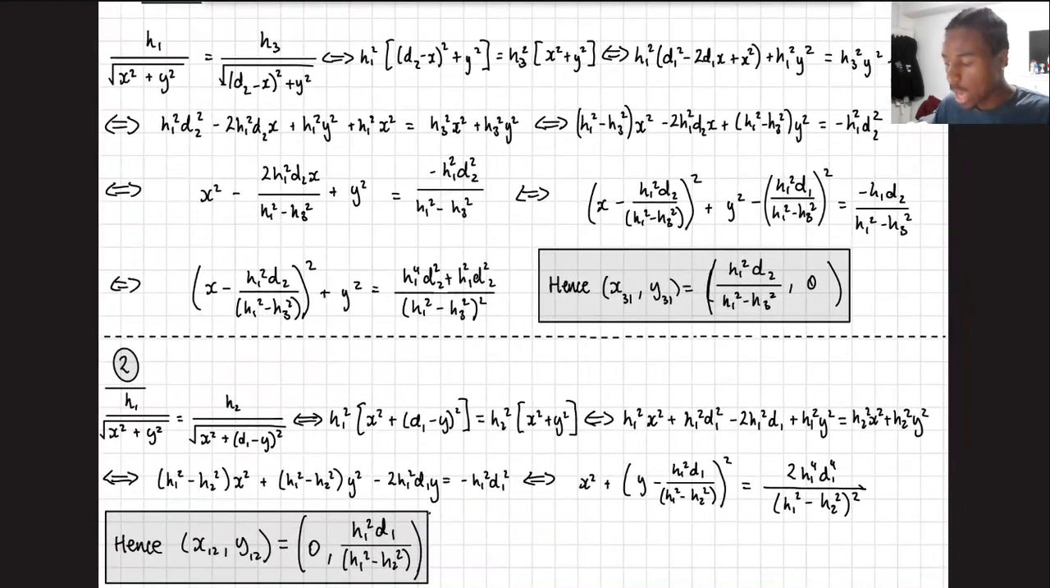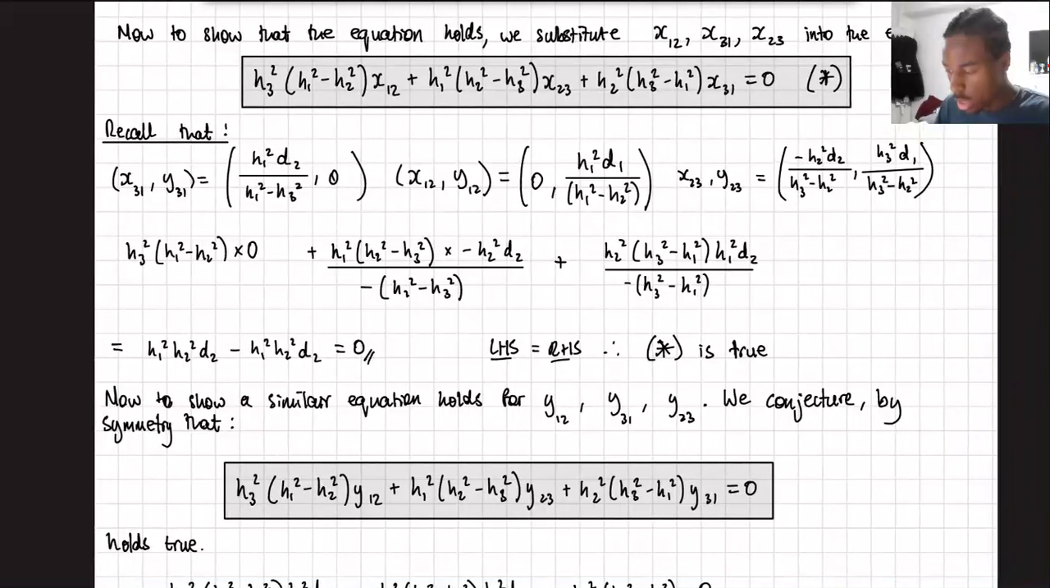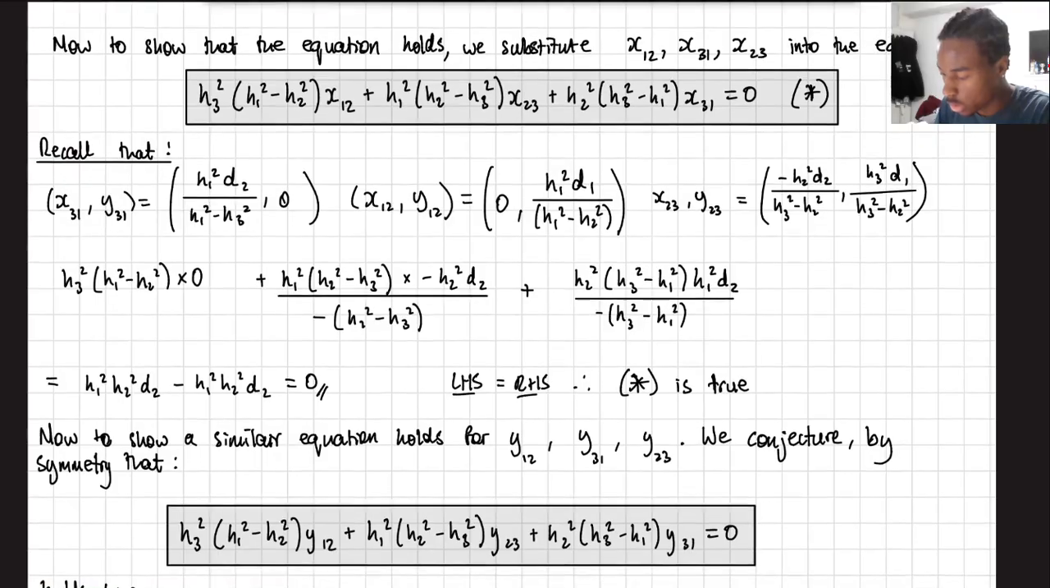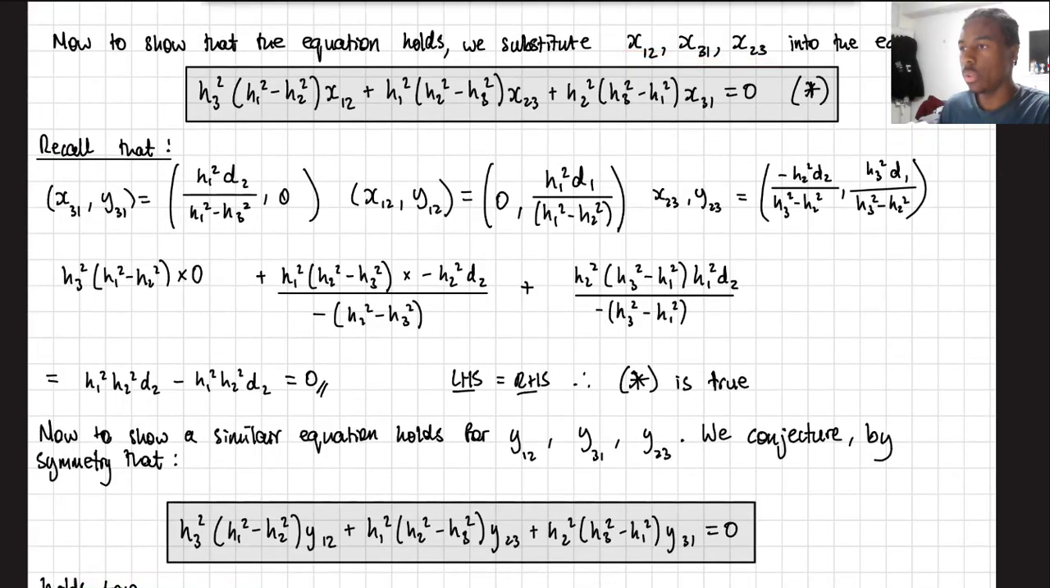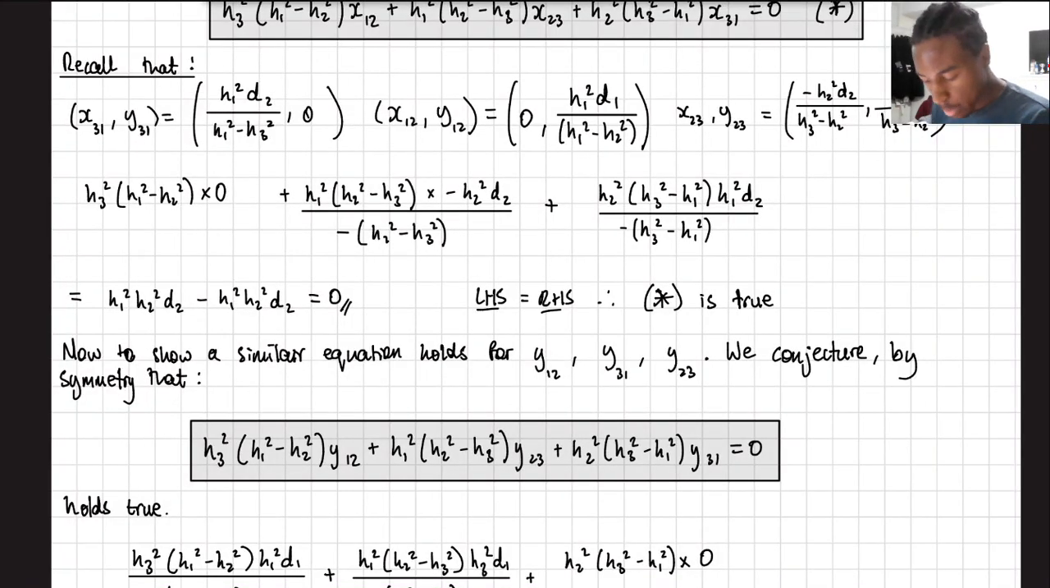And as you can see, the algebra is quite long. However, if you could do the first part, you could definitely do this part. My advice is to really slow down and really go through the problem and make sure you're not missing any steps. So let's move on. So now we need to show that the equation holds. So we're going to substitute our x12, y31, and x23. So substituting that in, remember our x31 is 0, so this term becomes 0.